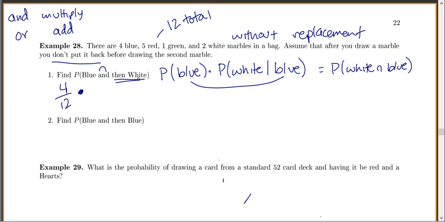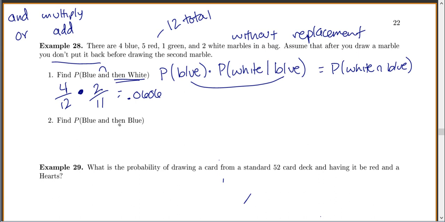But here's where you have to pay careful attention. Because I want a white one, there are 2 white ones. But how many marbles are there now? We already drew 1 blue marble. So now there are only 11 marbles left. And this is 0.0606. So again, you find the probability of a blue and then the probability of white, but keeping in mind that you already drew 1 blue marble out and you did not put it back.